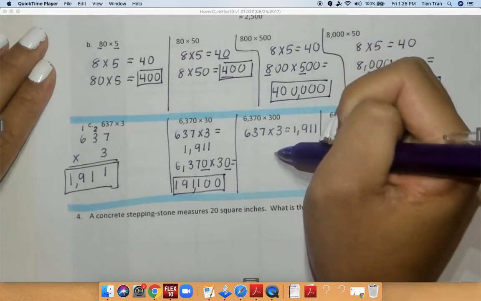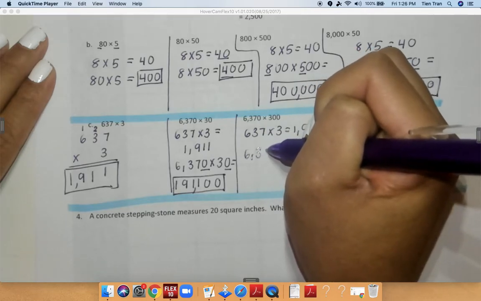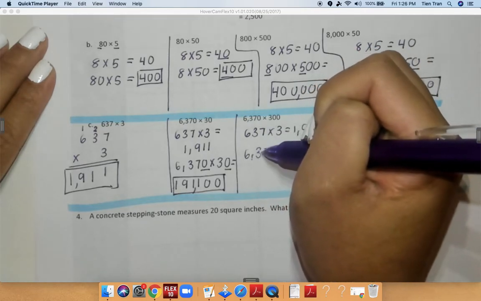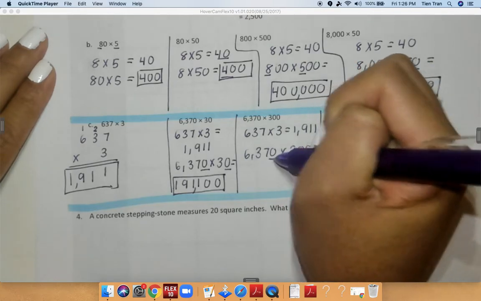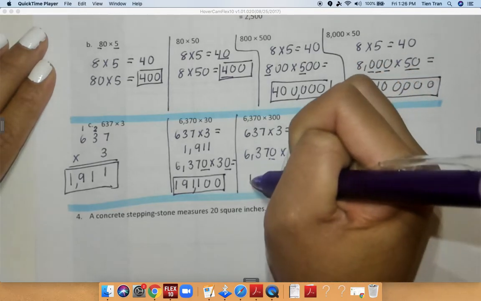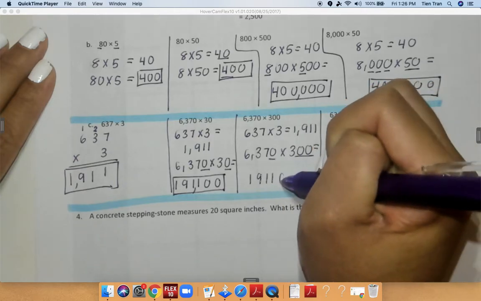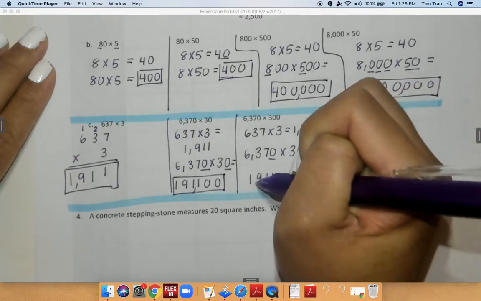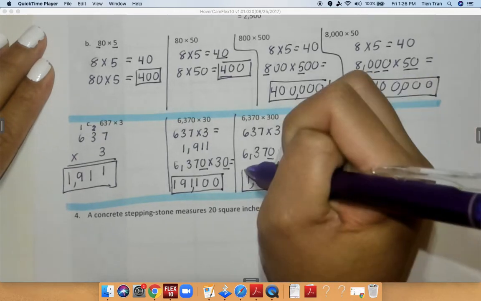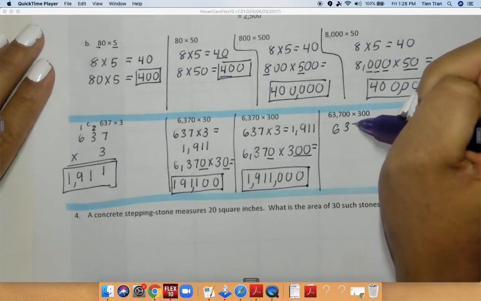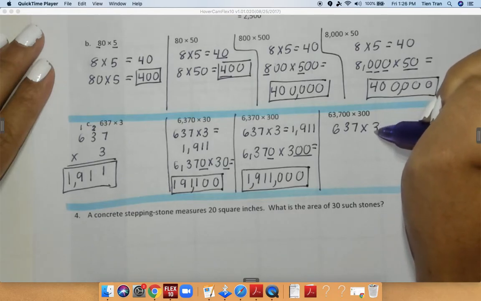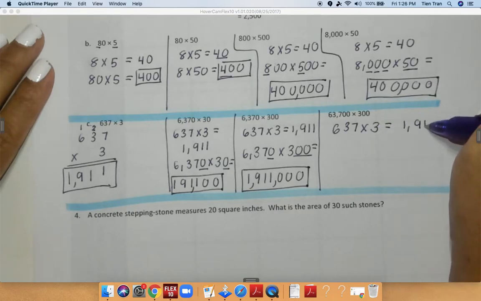This one, I know that 637 times 3 is equal to 1,911. So if I were to multiply 6,370 times 300, the only difference is there's 3 zeros at the end of that answer. So that's what I'm going to do. I'm going to add 3 zeros. So my final answer is 1,911,000.